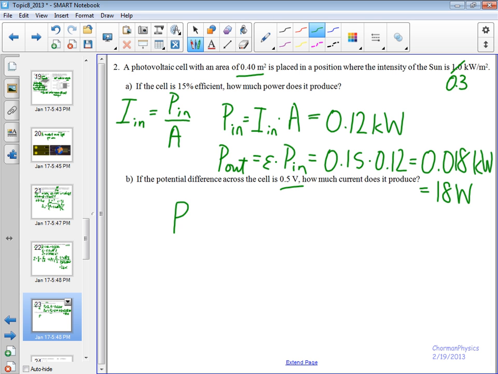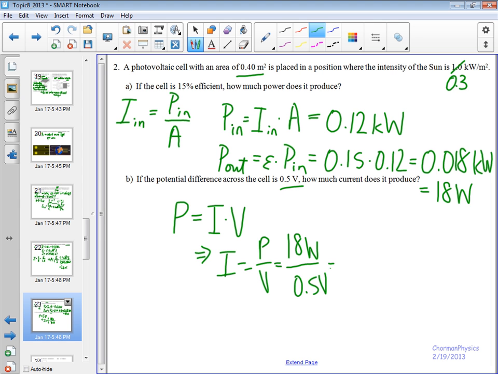So if we know that the potential difference here is half a volt, how much current does it produce? Alright, so pretty low potential difference for one cell. Maybe like 2, but we can just solve for the current here as power divided by voltage. Put this in, 18 watts divided by half a volt, gives us 36 amps. Okay? Typical questions that you have to solve for our solar power section. So that concludes this part on solar power.